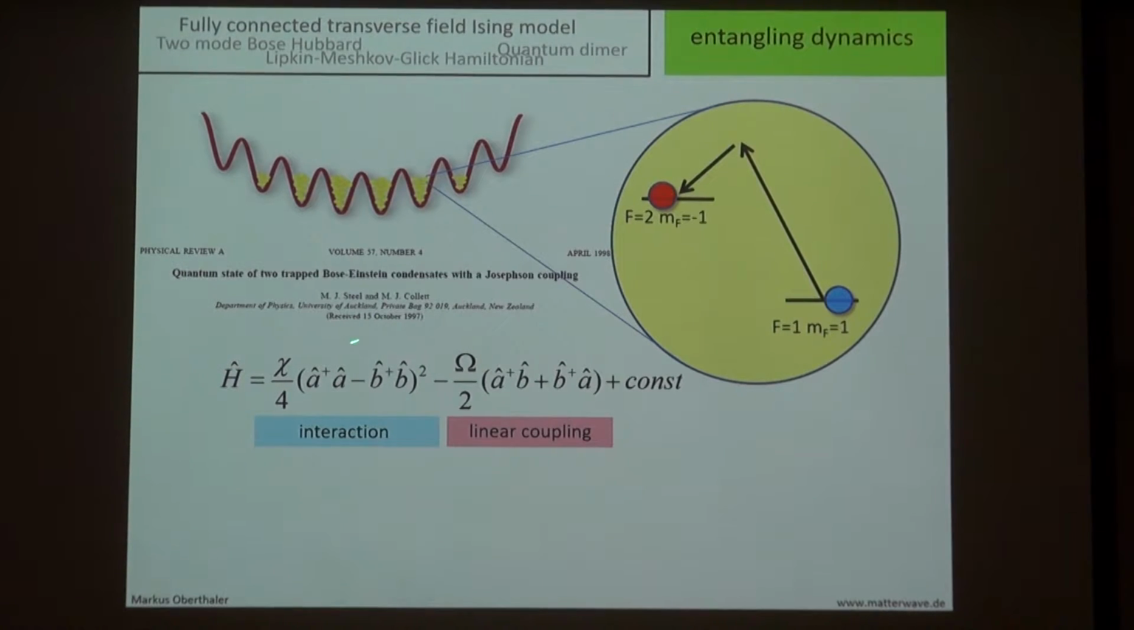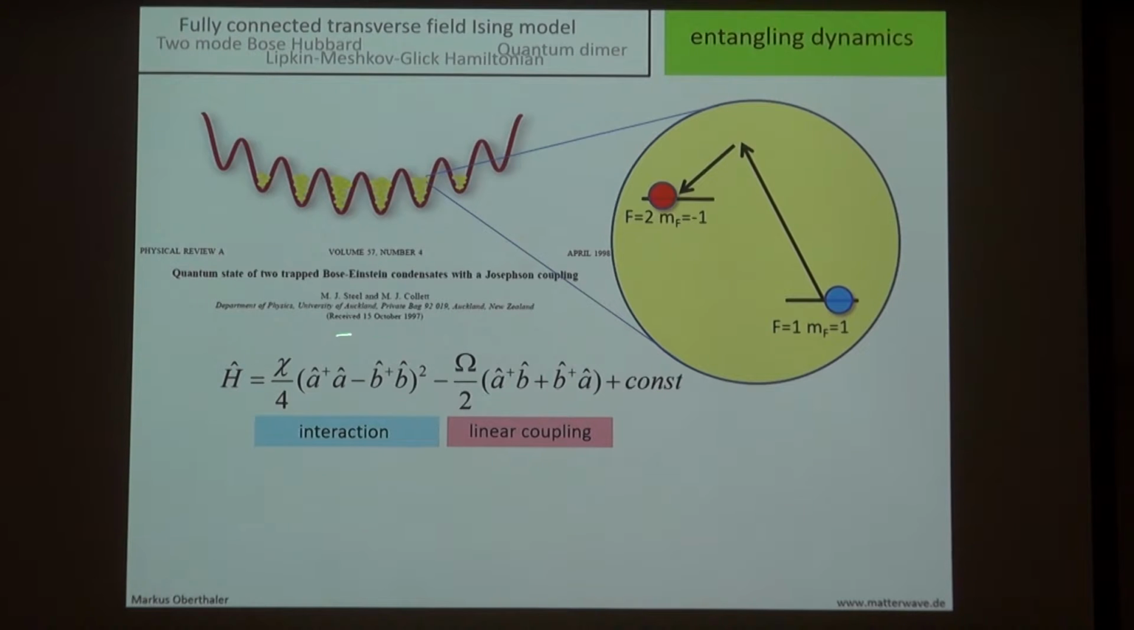And you have a term which depends on particle number difference. So this is particle number up minus particle number down squared. This is just coming from the interaction energy, since each particle has energy depending on how many particles are around, and the total energy is given by how many particles you have, i.e. n squared. Okay? Now this Hamiltonian has many names. You can see this as 2-mode Bose-Hubbard model, quantum dimer, or fully connected transverse field Ising model, Lipkin-Meshkov-Glick Hamiltonian.